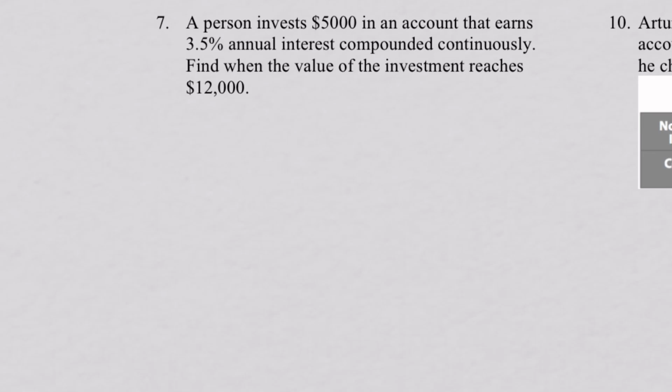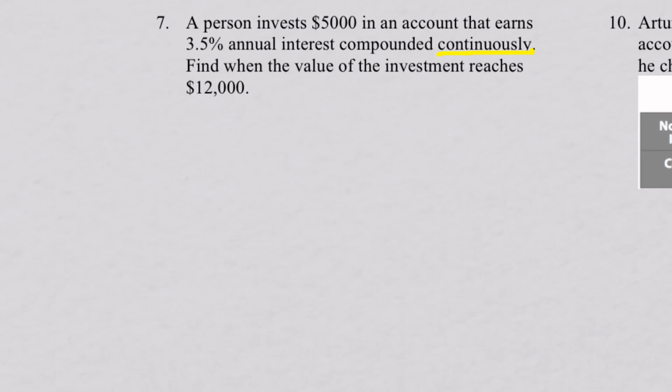Right, number 7, a person invests $5,000 in an account that earns 3.5% annual interest compounded continuously. Here's the key word here, continuously. It's not annually, it's not quarterly, semi-annually, daily, not even daily, it's continuously. That means it's being constantly calculated every single second, every single millisecond. They're calculating how much interest it has earned and adding it to the account so they could calculate the interest again and add it to the account and so on. Okay? It's a constant, continuous process.